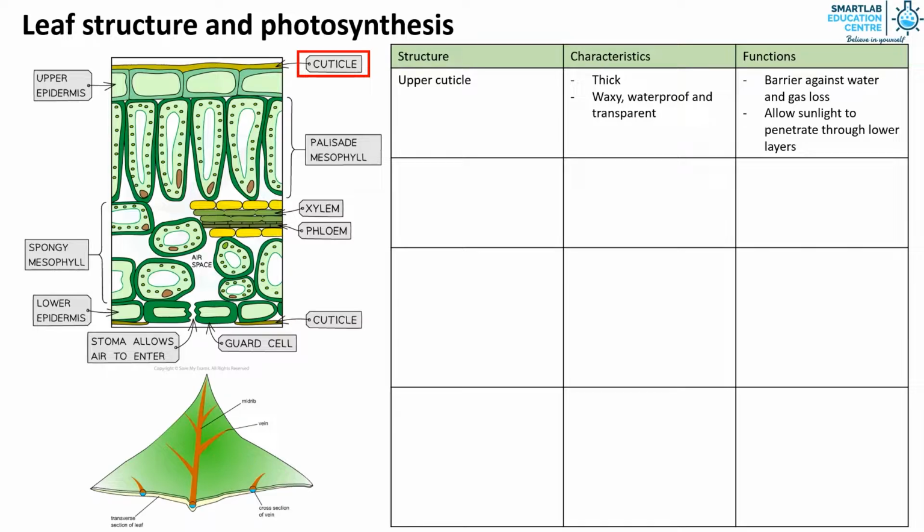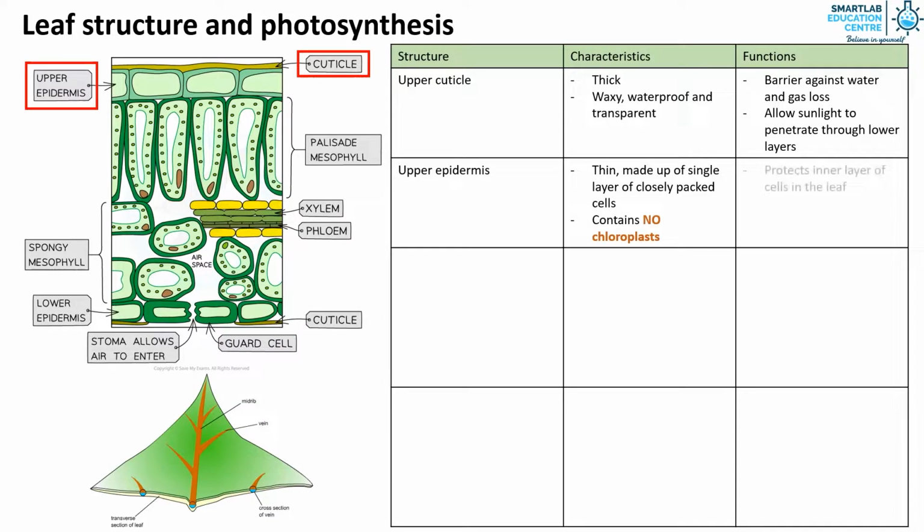The second structure is the upper epidermis. It is thin, made up of a single layer of closely packed cells. However, these cells don't contain chloroplasts. These cells protect the inner layer of cells in the leaf and allow light to reach the mesophyll cells.